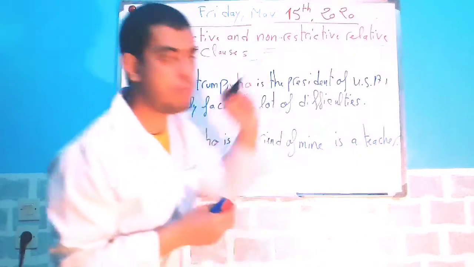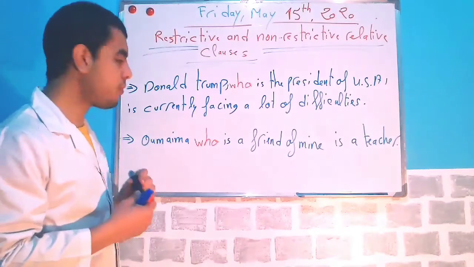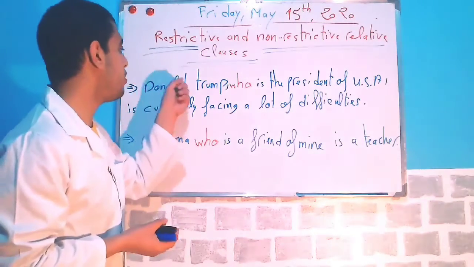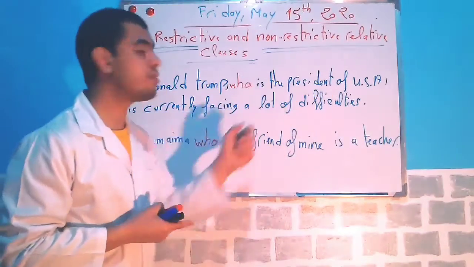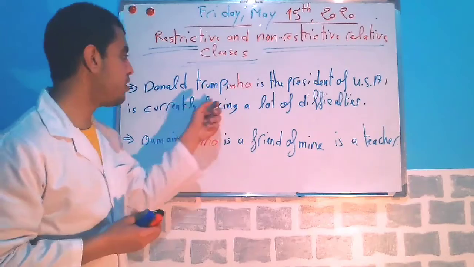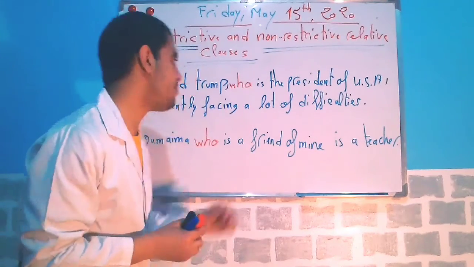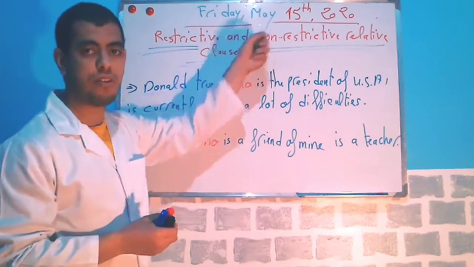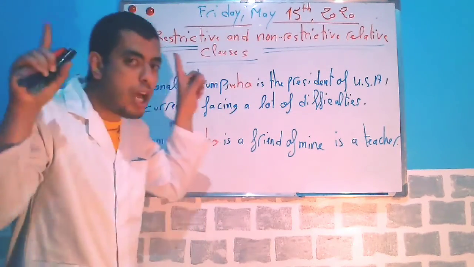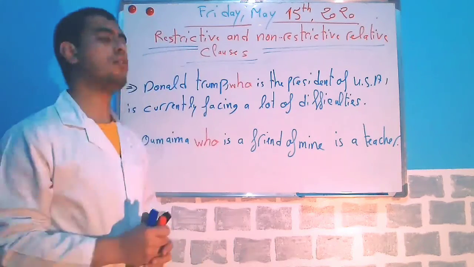Between commas. So Donald Trump, who is the president of USA, is currently facing a lot of difficulties. So this is a non-restrictive relative clause and I should put it between commas.